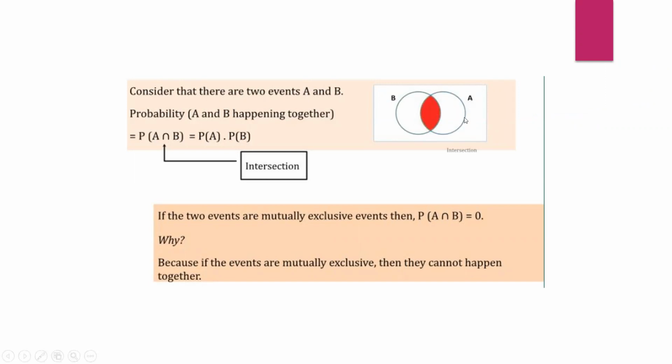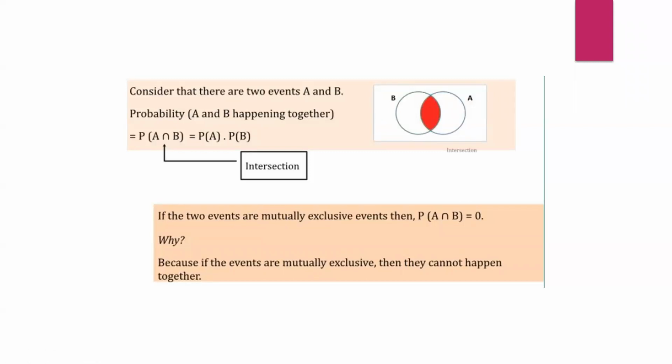So consider there are two events, say A and B. So you can see that this is the common region between A and B, which in set language is called intersection. So in case I find out A intersection B, this red region is the intersection of A and B, which is nothing but common.